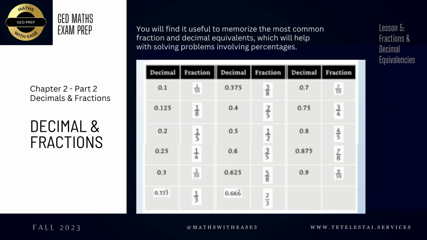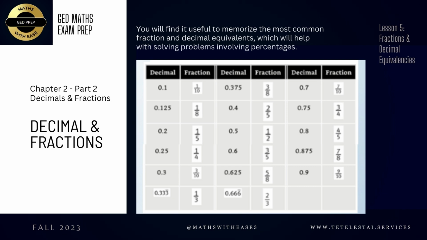Yeah, so these are a lot of the fractional equivalents. The decimal 0.3 is 3/10. The book suggests that you memorize this chart, and I think it's a really good suggestion, because these are common fractions and their decimal equivalents that you are likely to see quite often, more often than not. And so these equivalencies become useful, especially when you're working with percentages. So take some time to get to know these.